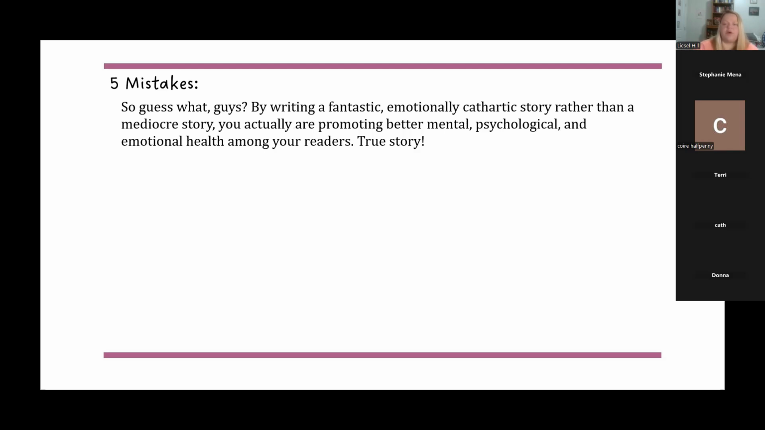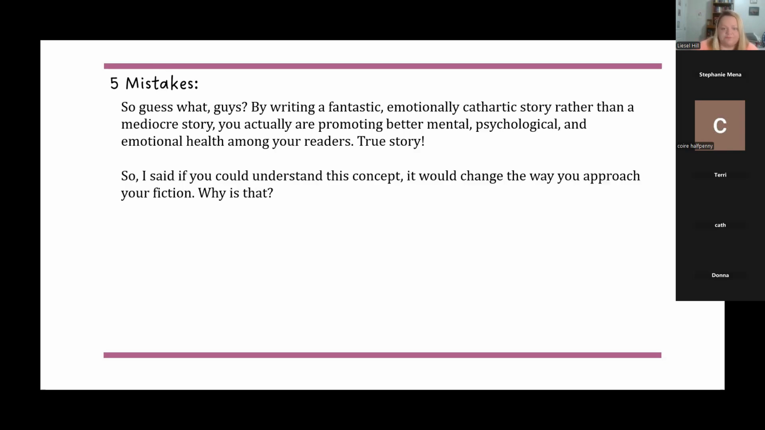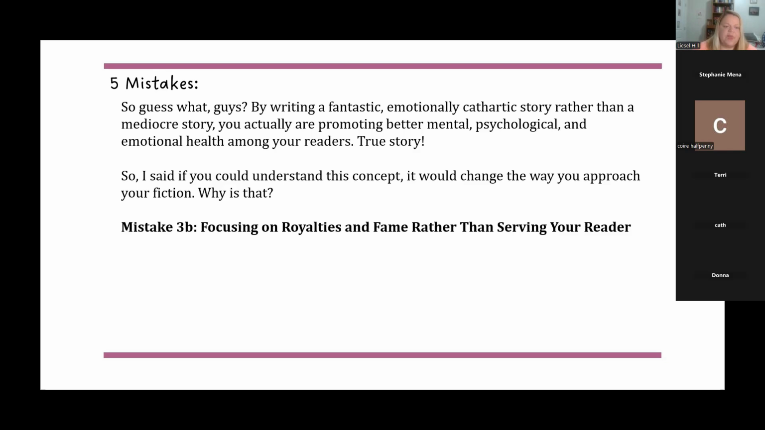And now most of them, of course, cannot articulate everything I just said, but they just know that they love reading books because of the way it makes them feel. So I said if you could understand this concept, it would change the way you approach your fiction. Why is that? You might call this mistake 3B. It's not one of the 7 mistakes, but it's sort of a sub-mistake.